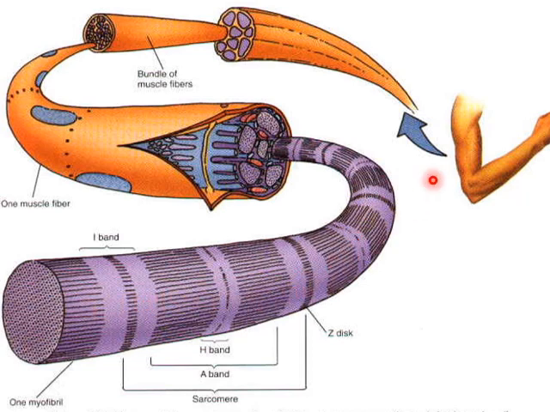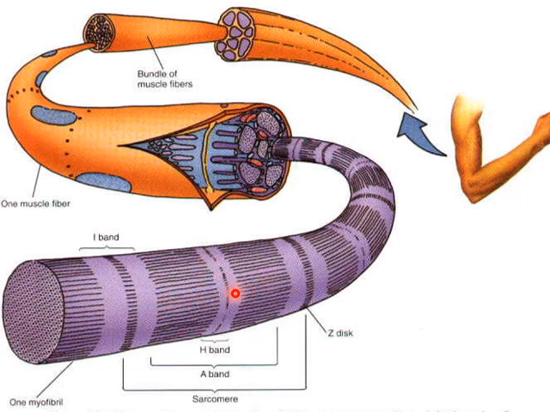As you can see here, the myofibril has striation. This striation is due to alternating dark band and light band. Here, the dark band or the A band is formed of actin and myosin. That's why it is dark.